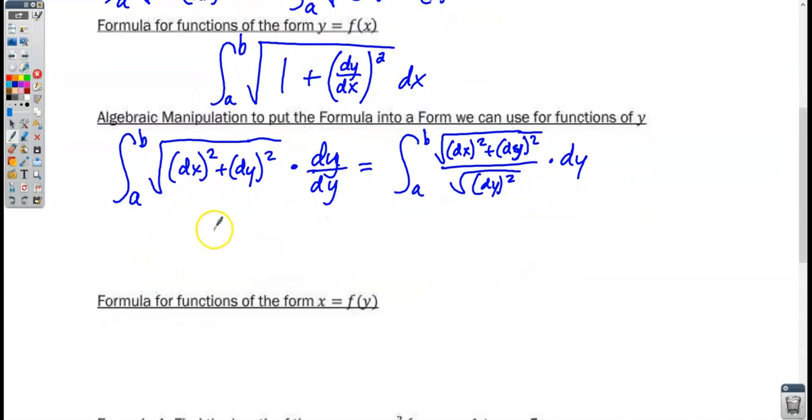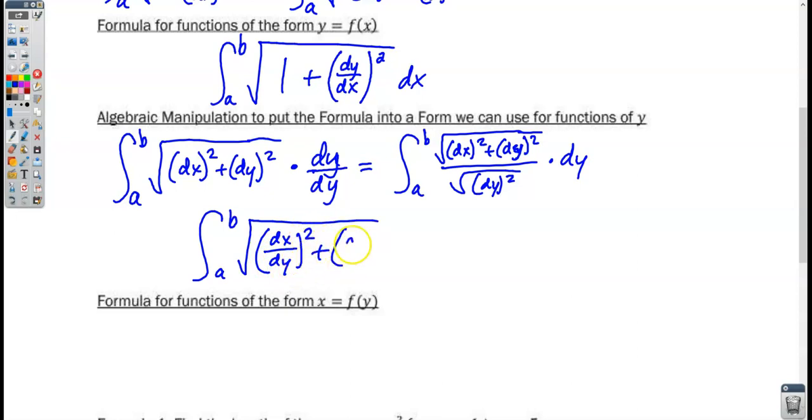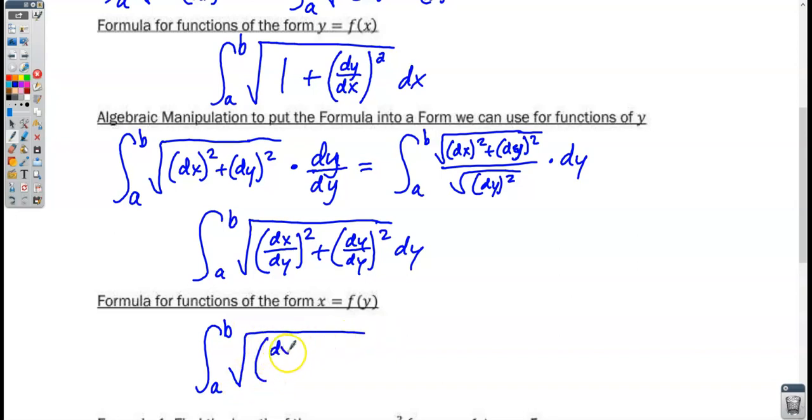You know, this turns into the integral from a to b of square root of dx over dy squared plus dy over dy squared when we simplify all this stuff. And then the dy over dy is equal to 1. And so the formula for functions of the form x equals f of y looks like this. We're going to take dx dy squared plus 1. Take the square root of that with respect to y.